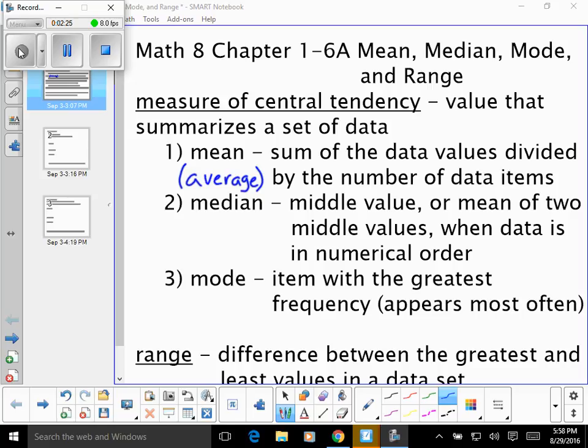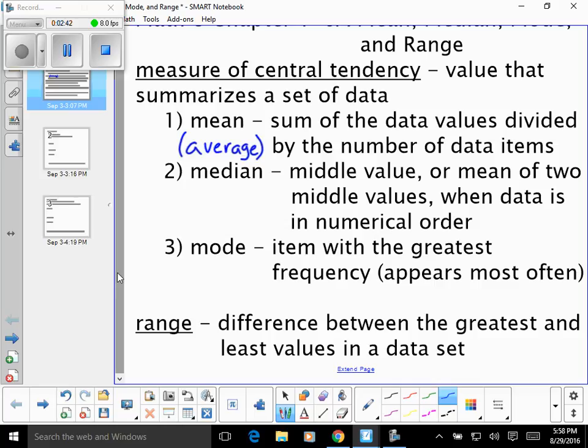The third measure of central tendency is the mode, and that is the item that has the greatest frequency. We talk about mode being most often. Mode, most. Median, middle. Then we're also going to learn about the range. The range is the difference between the greatest and the least values in your data set.